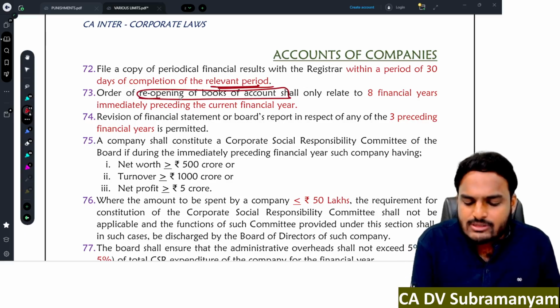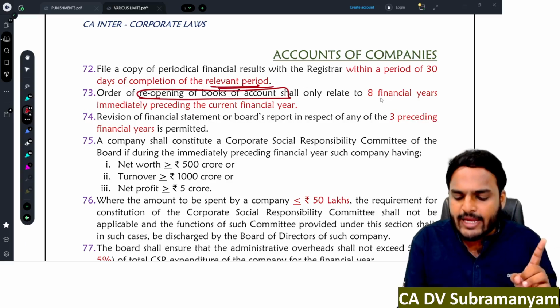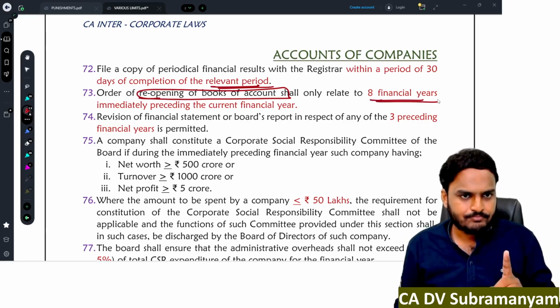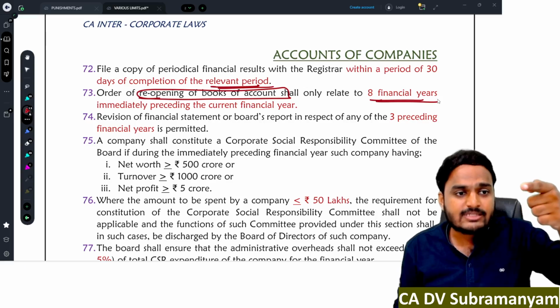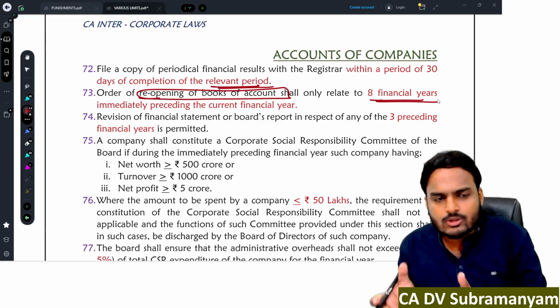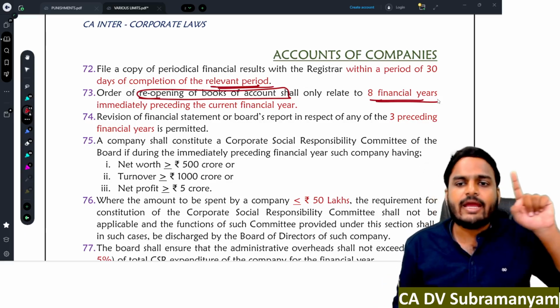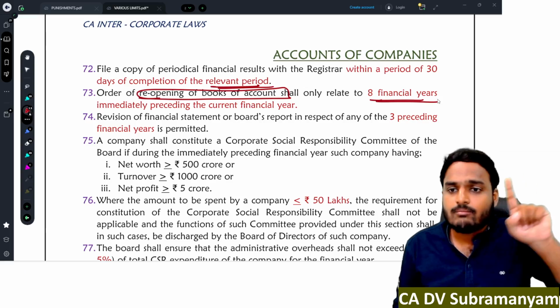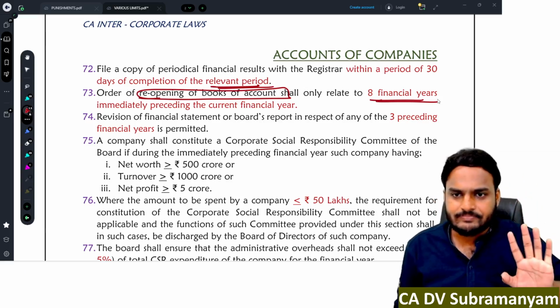Reopening of books of accounts is possible only with respect to 8 preceding financial years, not more than 8 preceding financial years. So in the current financial year, we are in the current financial year 2024-25. Last 8 financial years books of accounts can be reopened.